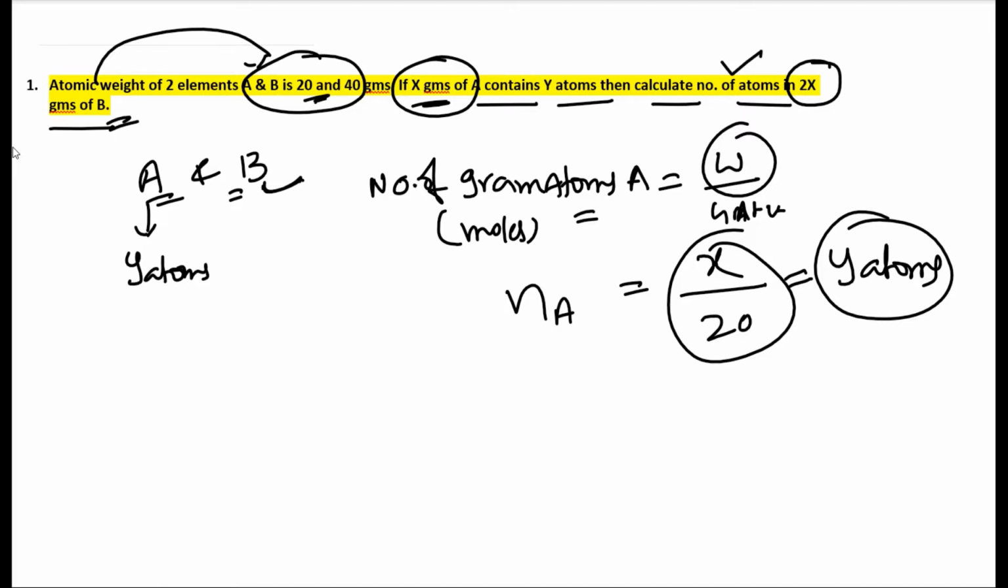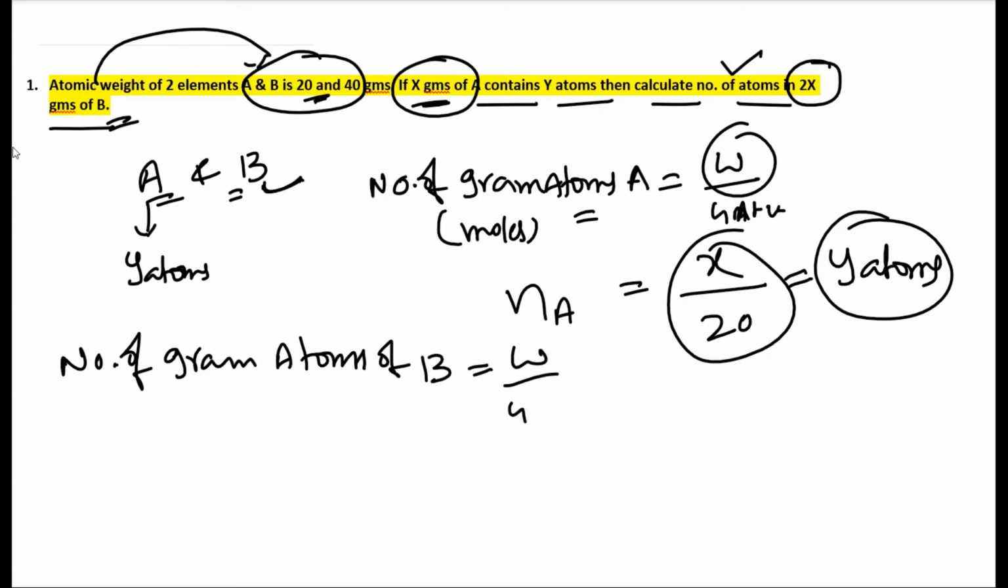What is the next thing? This is the number of gram atoms of B. Just calculate the number of gram atoms of B. Again it is weight by gram atomic weight. The weight is given already, 2x grams. So 2x by the gram atomic mass of B, which is 40. Then this is x by 20.